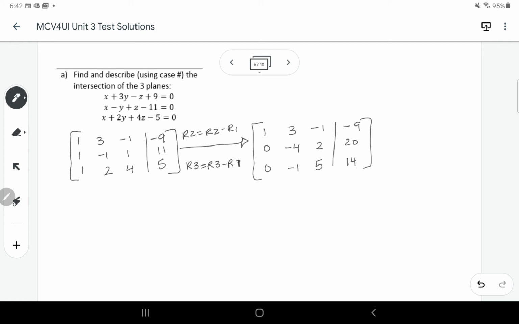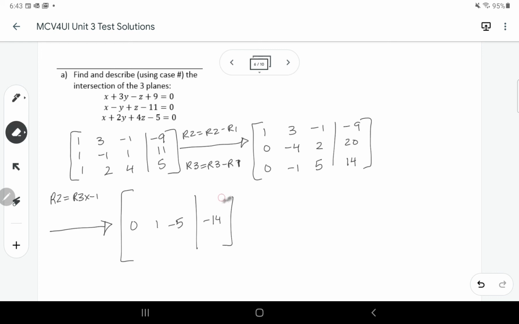So the next one, I actually really didn't want to divide out by -4 and get a decimal or fraction. So I actually swapped these two around, to get that -1 up above. So I'm going to say row 2 equals row 3 times -1. So I'm basically taking that bottom row, putting it up in the middle and multiplying through by a negative to get it to be a positive 1 there. Because I don't want to deal with fractions.